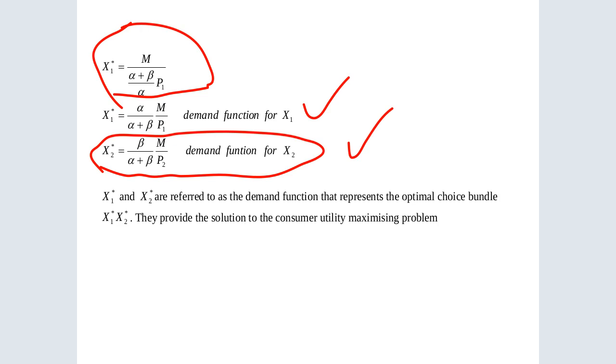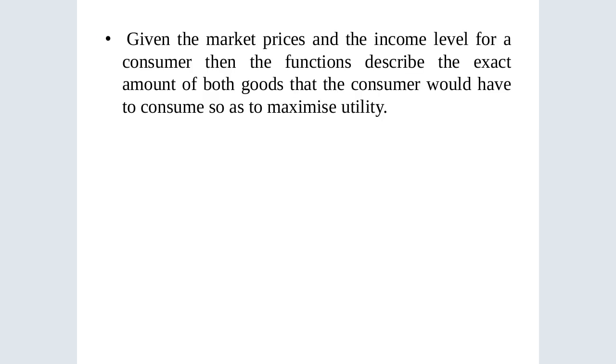Now this is what we refer to as the consumer demand functions, and they give the quantity demanded as a function of the price and income. Now, given the market prices and the income level for a consumer, then the functions describe the exact amount of both goods that the consumer would have to consume so as to maximize utility.